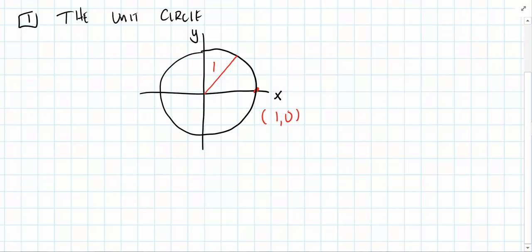1, 0, right? The radius is 1 unit, okay? So what does this point have to be over here if my radius is 1 unit? 0, 1. Good. What about this point over here? Negative 1, 0. What about this point down here? 0, negative 1. Good. So far, so good?